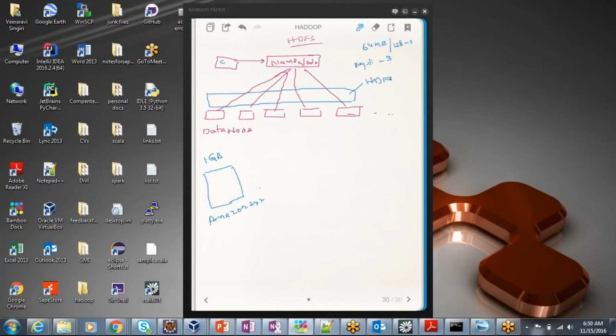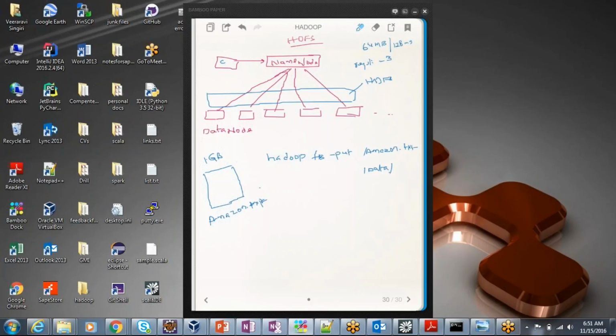Now when I want to put this Amazon file, let's say the file name is amazon.txt, into HDFS, not into a normal distributed file system, I'll be writing some command. We'll be seeing the command very soon. The command is hadoop fs -put, and I give the path of the Amazon file, /Amazon file.txt, to HDFS /data. Let's assume that.